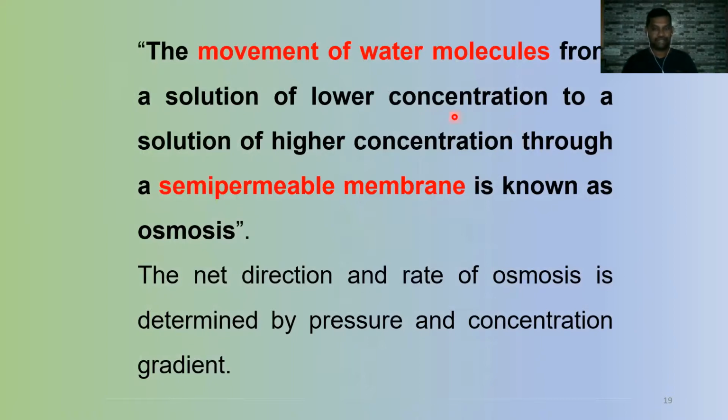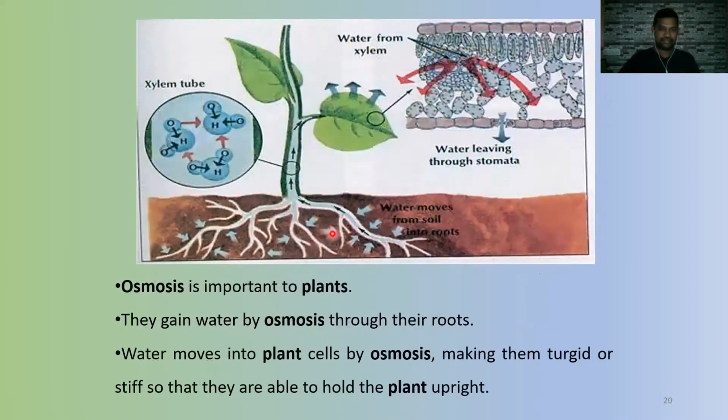The movement of water molecules from a solution of lower concentration to a solution of higher concentration across a semi-permeable membrane. So whatever is the pressure and whatever is the concentration gradient, that determines the direction and the rate of osmosis. Got it? Definition समझा अच्छी तरह से? हाँ समझा. See this, ये तो easy है. Actually, water moves from the soil into the roots. You can see the arrow.